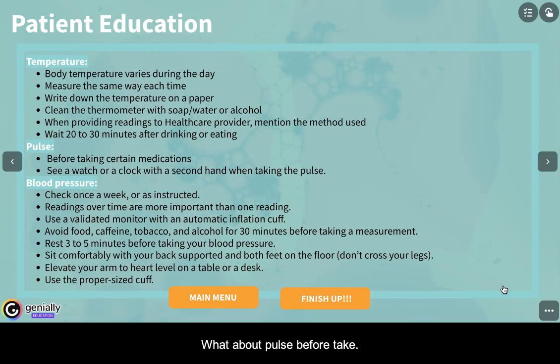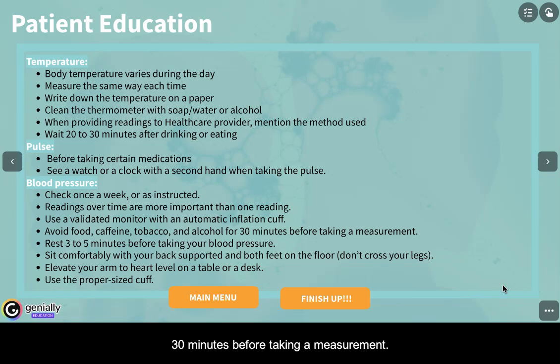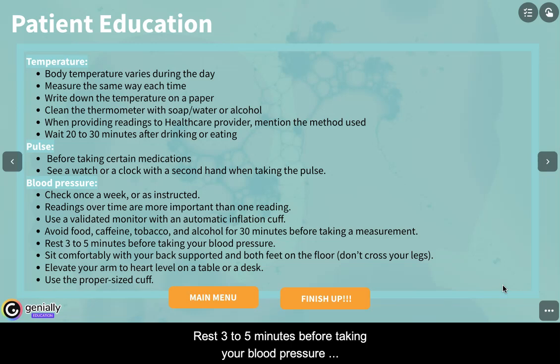What about pulse? Check their pulse before taking certain medications, right? Use a watch or a clock with a second hand when taking the pulse. What about blood pressure? We want to encourage them to check it once a week or as the physician instructed. Readings over time are more important than just one reading. Use a validated monitor with an automated inflation cuff. Avoid food, caffeine, tobacco, or alcohol 30 minutes before taking a measurement. Rest 3 to 5 minutes before taking your blood pressure because, for example, if they're exercising and then they check it, it's going to show high, right? So you want them to rest 3 to 5 minutes before checking it.